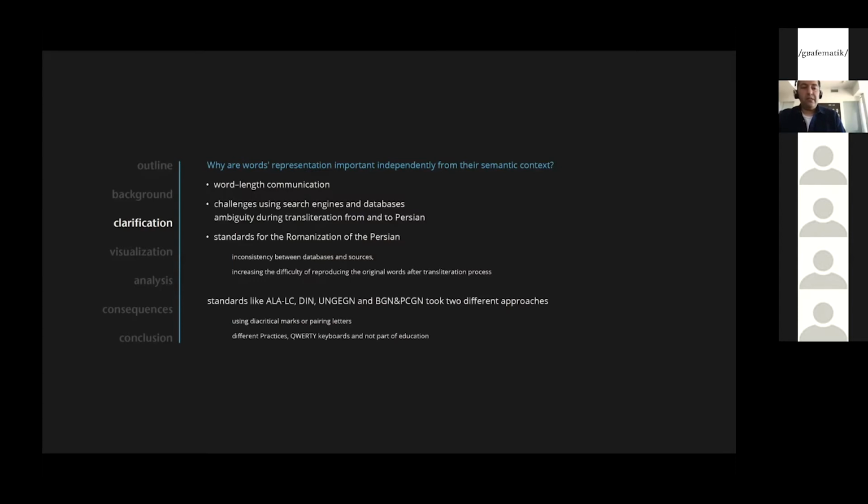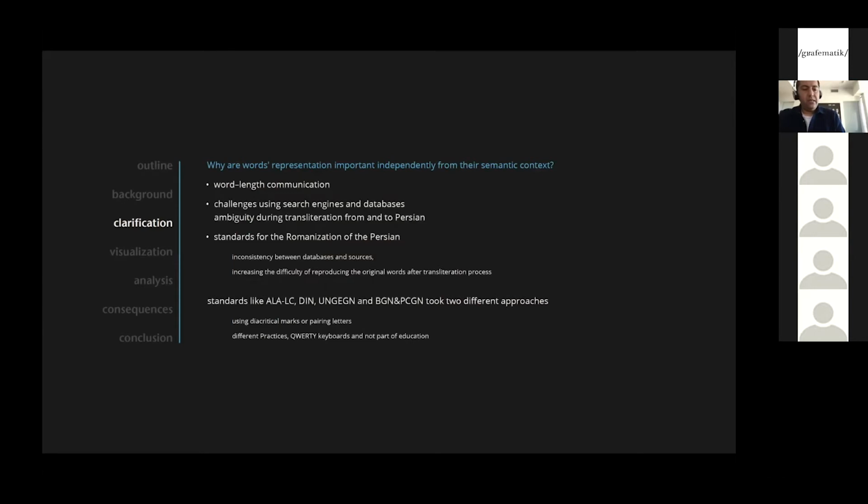Standards like the American Library Association, Library of Congress, Deutsches Institut für Normung, United Nations Group of Experts on Geographical Names, and others took two different approaches for romanization of Persian to distinguish between phonemes that are not directly part of the English alphabet set: either using diacritical marks or pairing letters to make digraphs. These solutions are not necessarily aligned with the unofficial regular practices and use.